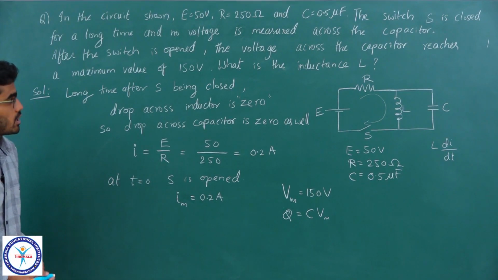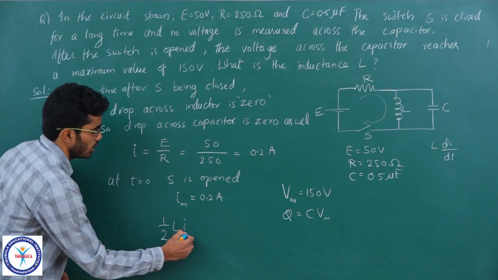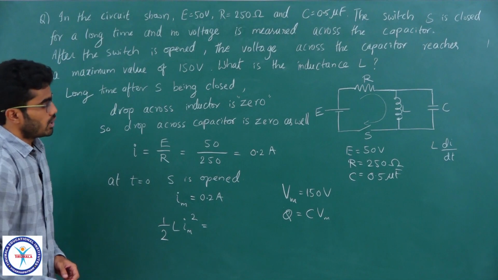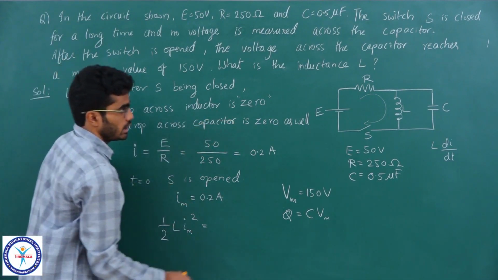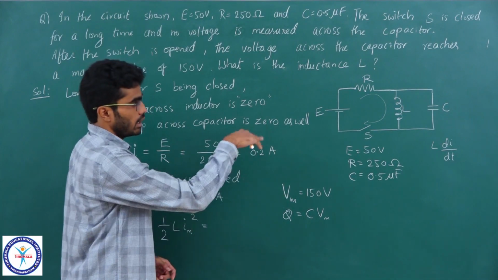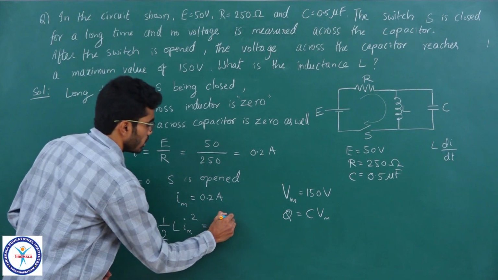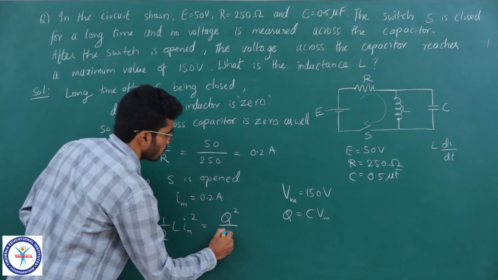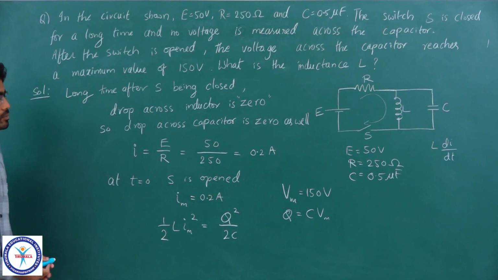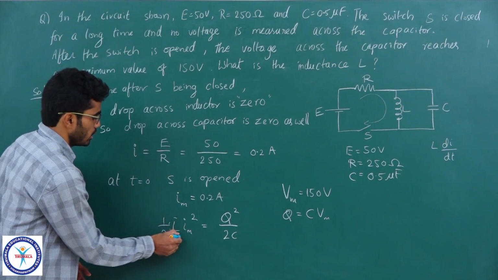We can use energy conservation here. Whatever the initial energy stored in inductor is, that is half L I maximum square. Now, that is equal to the energy stored in the capacitor after a point of time when the inductor's energy is 0. When the entire energy is transferred to the capacitor, it can be given by Q square by 2C, where Q is C into V maximum. So, using these equations you can calculate the inductor.